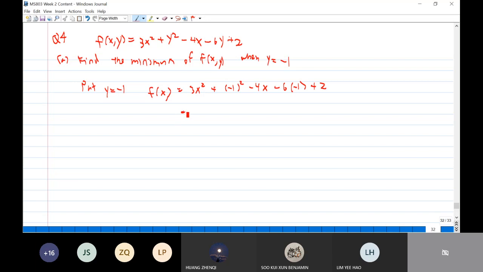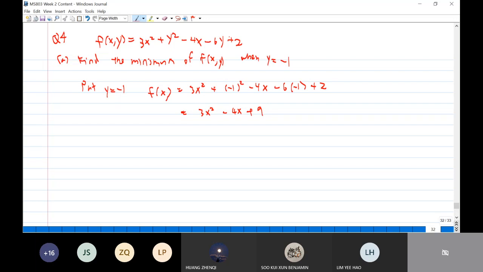So this is a function of x now. So this is actually 3x squared minus 4x, plus 6 plus 2 plus 1. So this is a function now. So I want to find a minimum of this. How to find minimum of this thing?